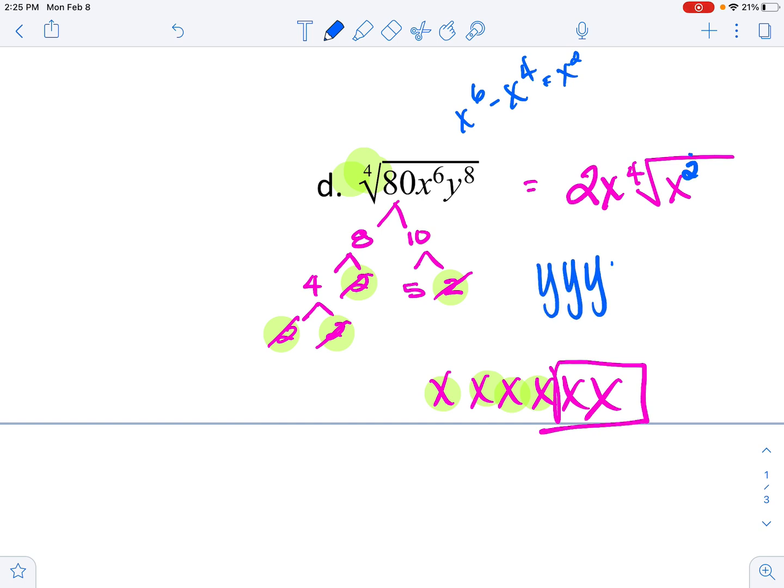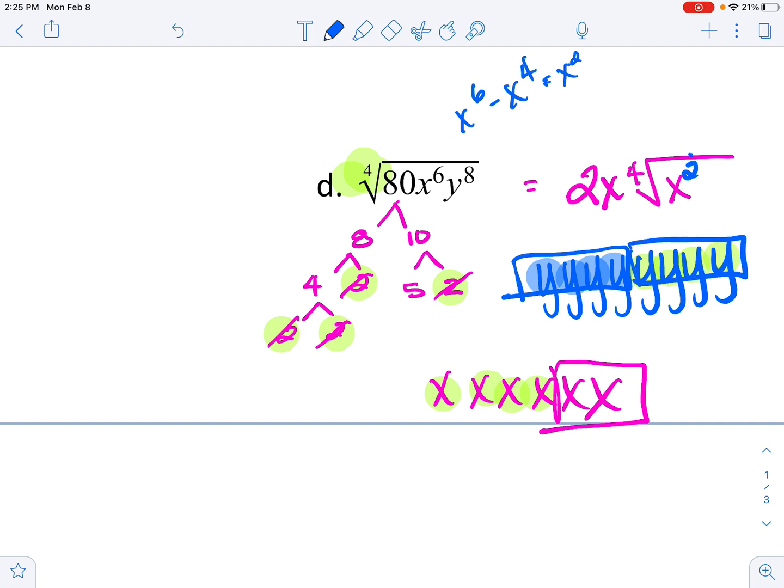1, 2, 3, 4, 5, 6, 7, 8. I'm taking out 1, 2, 3, 4, and I'm taking out 1, 2, 3, 4. That would become a y squared that goes on the outside, and nothing remains on the inside, because I took out 1 pair and 2 pairs. So our final answer would be 2, x to the 4th, y squared, and then the 4th root of x squared.